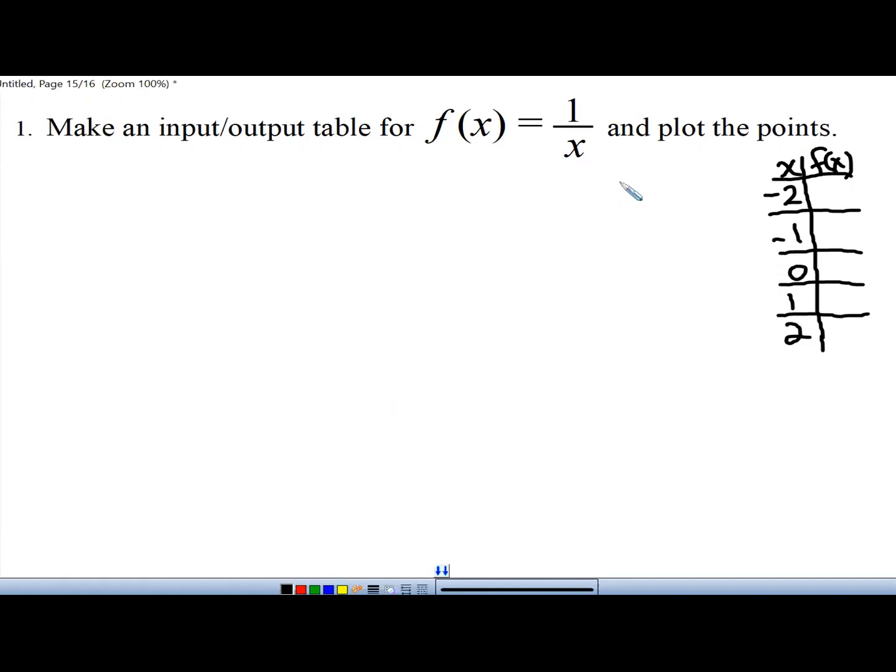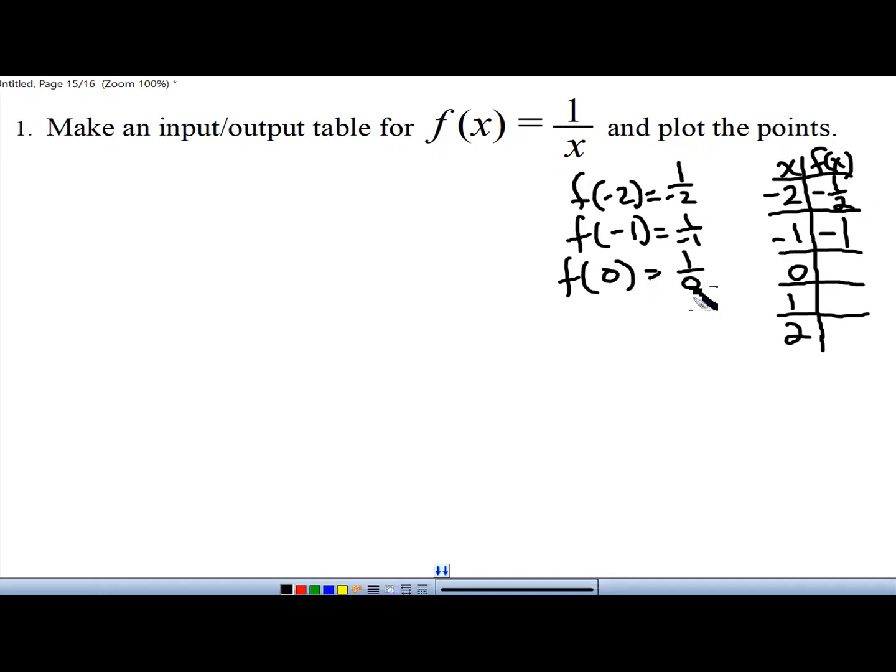So if I was to substitute values in here, I would do the first value, which is -2. F of -2 will be 1 over -2, which is -1/2. The next one, f of -1, which is 1 over -1, which is -1. Next one, f of 0, which is 1 over 0. Now, look up to the screen really quick. Can we have 0 on the denominator?